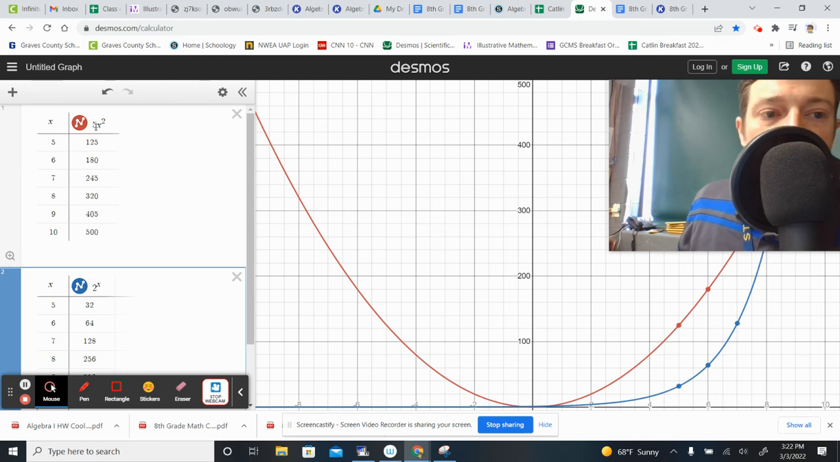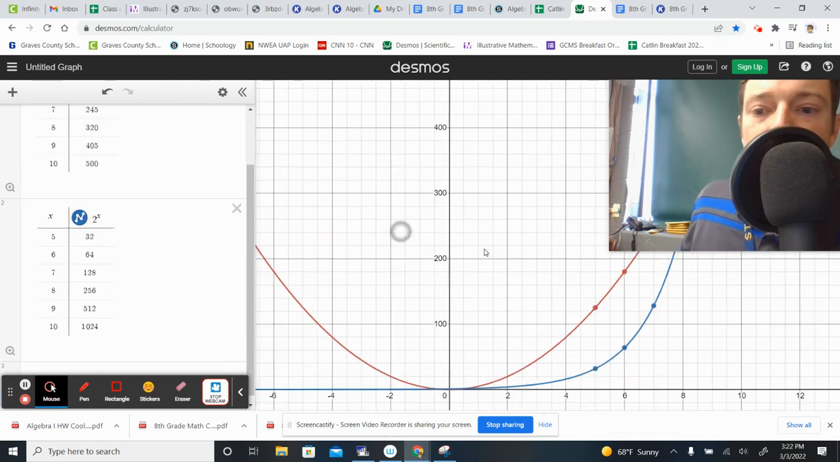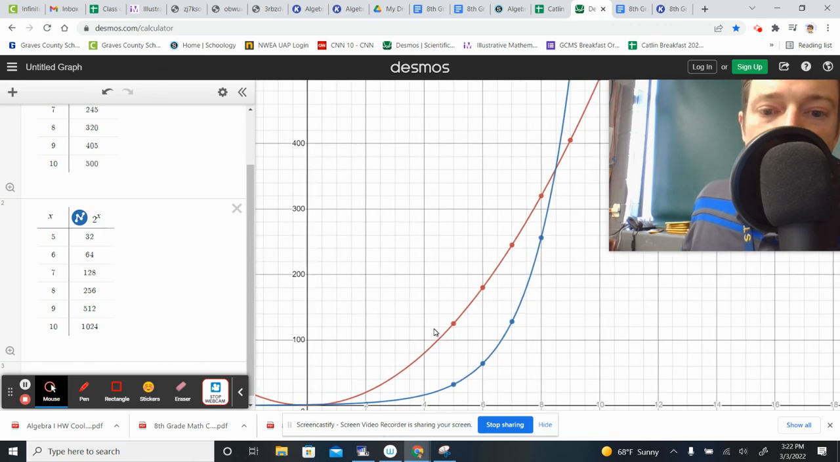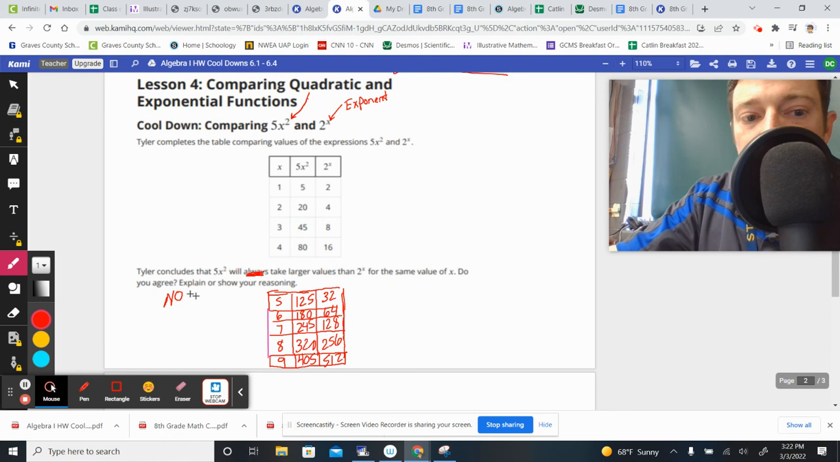So quadratics might look like they win for a time, as you can see here, but there's a point when these exponentials just grow so fast. They grow so fast, especially as those x values get bigger and bigger and bigger. That's what we studied today, and that's really all you need to prove your point of why we don't agree with them always being bigger. We could say after 9, when x is greater than 9.